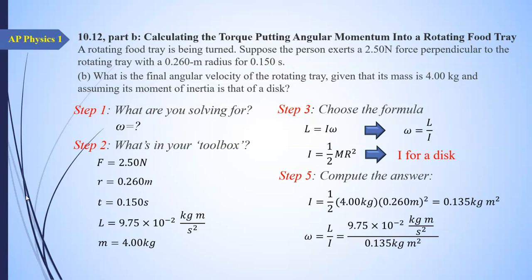Okay, and you get the moment of inertia, and then you plug that into the formula for angular velocity. So the L that we got in part A, divided by the moment of inertia we get here, 0.135, and that gives you an answer of 0.721 radians per second. Again, it's an angular velocity. It's how many spins around it's going every second, so that's measured in radians per second. The radians just kind of appears.